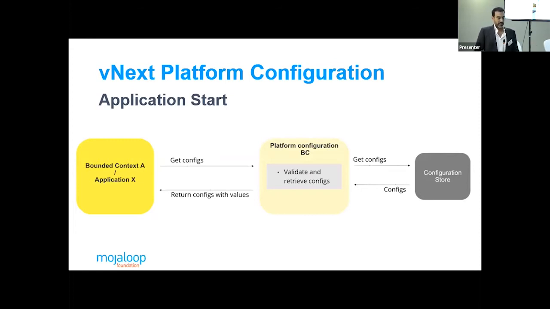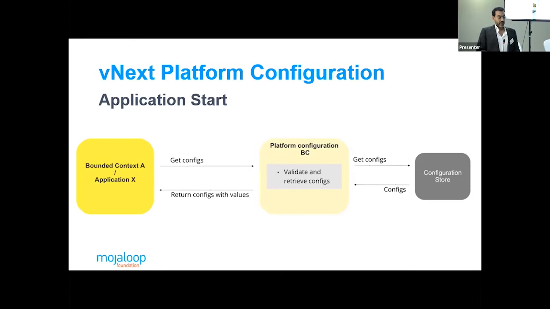I'm trying to simplify this as much as possible, but essentially the application already knows the default values. So it knows its default values. So if it cannot communicate with the platform configuration, there are good known values to be used.